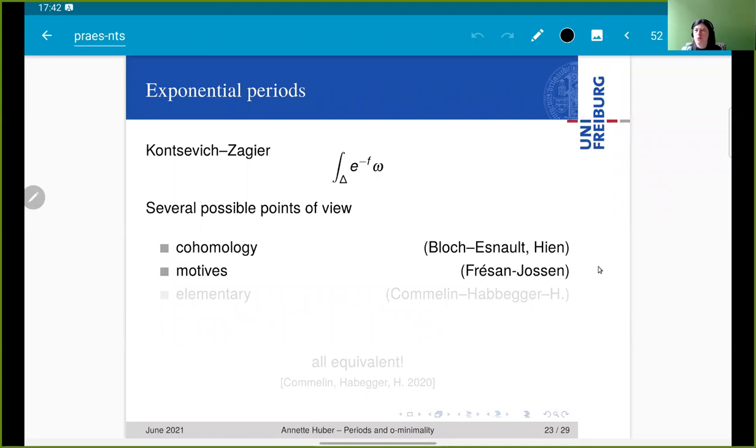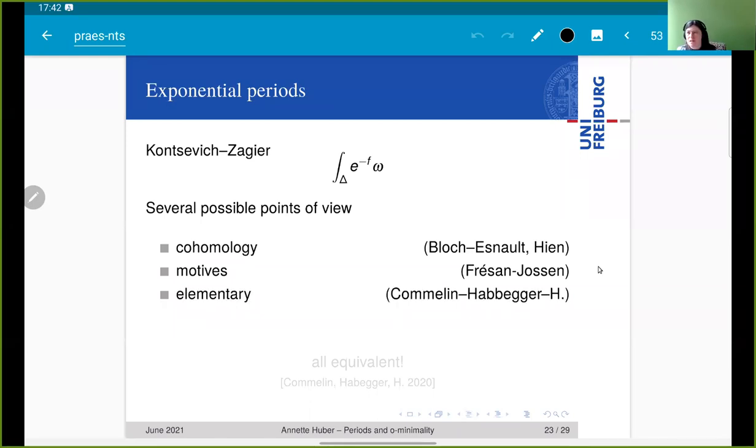There is a theory of motifs underlying the whole story that was developed by Fresan and Jossen. And the picture that we get from the motivic point of view is really as nice as in the classical case. So there's a nice theory of motifs, and all periods coming from cohomology, and also the periods coming from motifs, and then you have a Tannaka group, and then you can do all these things.